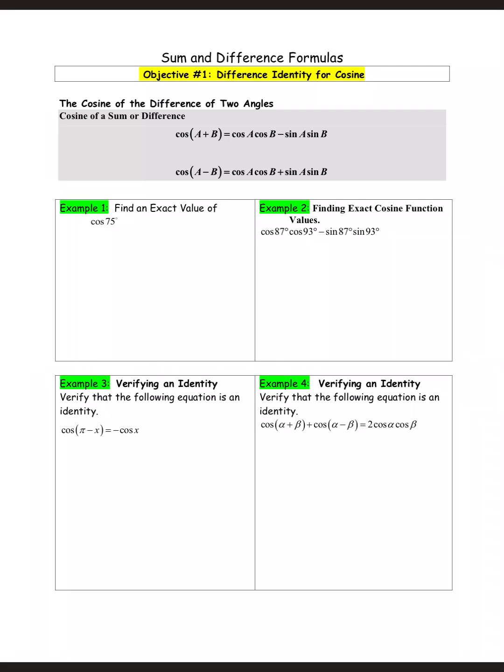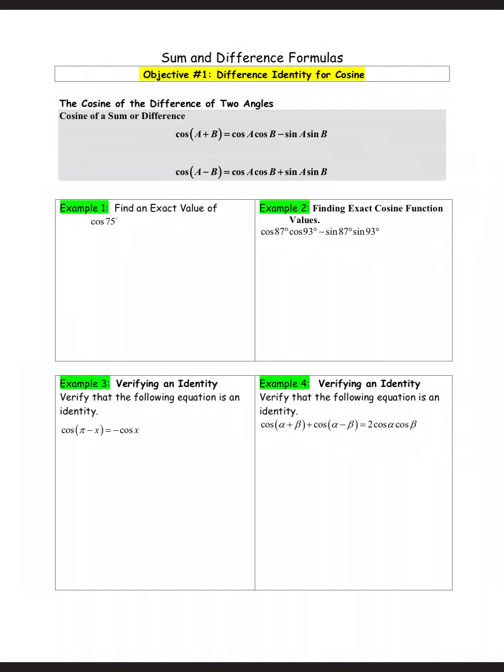Sum and difference formula. The cosine of a sum of two angles, cosine of a plus b, is equal to cosine of a, cosine of b, minus sine of a times sine of b. And cosine of a minus b is equal to cosine of a, cosine of b, plus sine of a times sine of b. So for example 1, we want to rewrite cosine of 75.